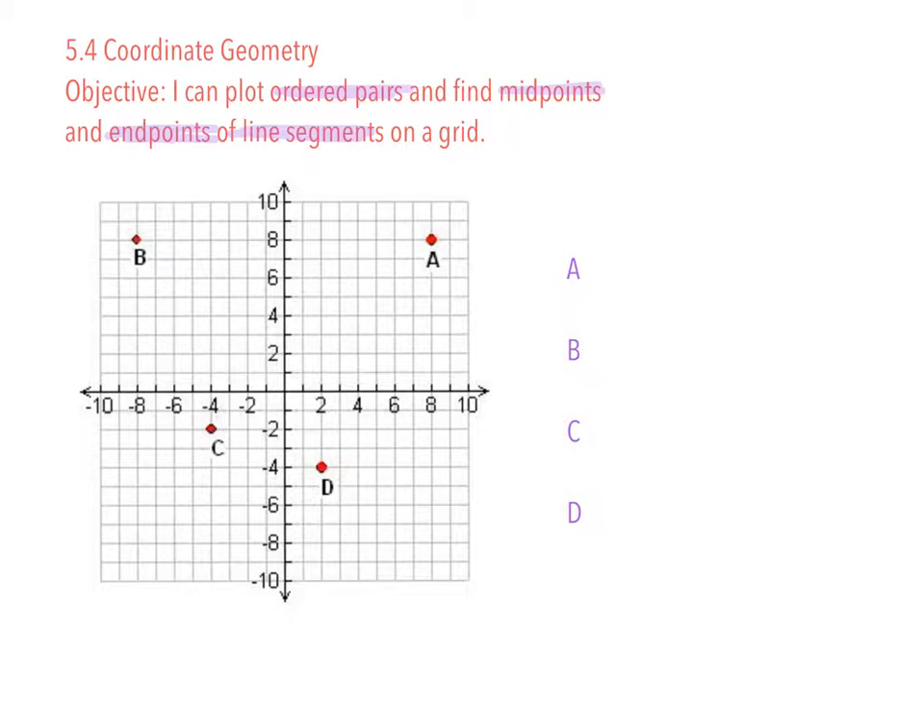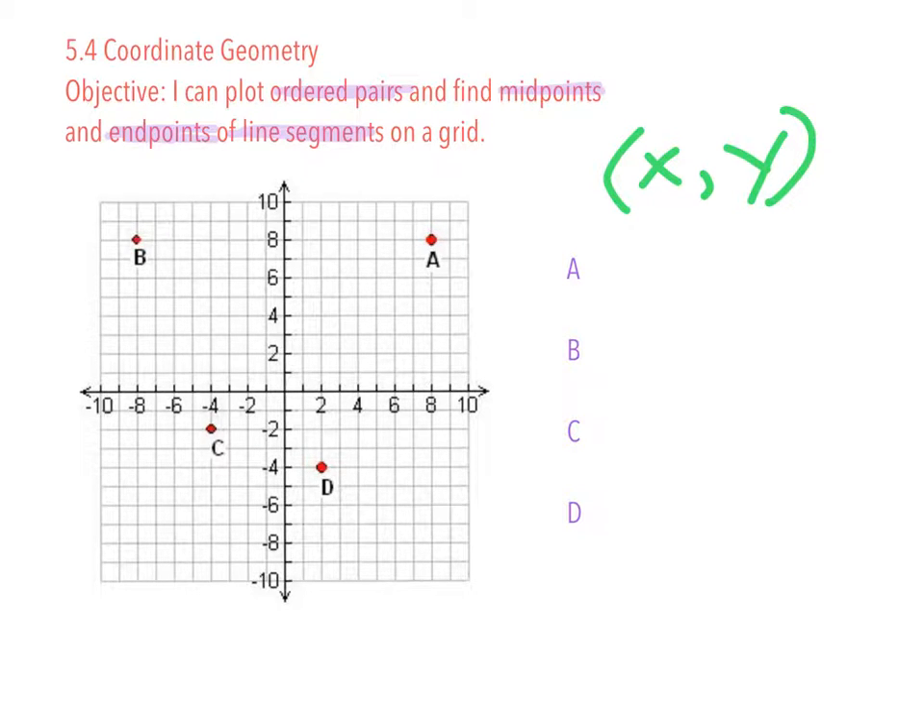It's important to remember that when I am writing down an ordered pair, I always write down my x coordinate first and then my y. So I'm going to write these up here for us to remember today. All right, so moving on, let's start with coordinate A.